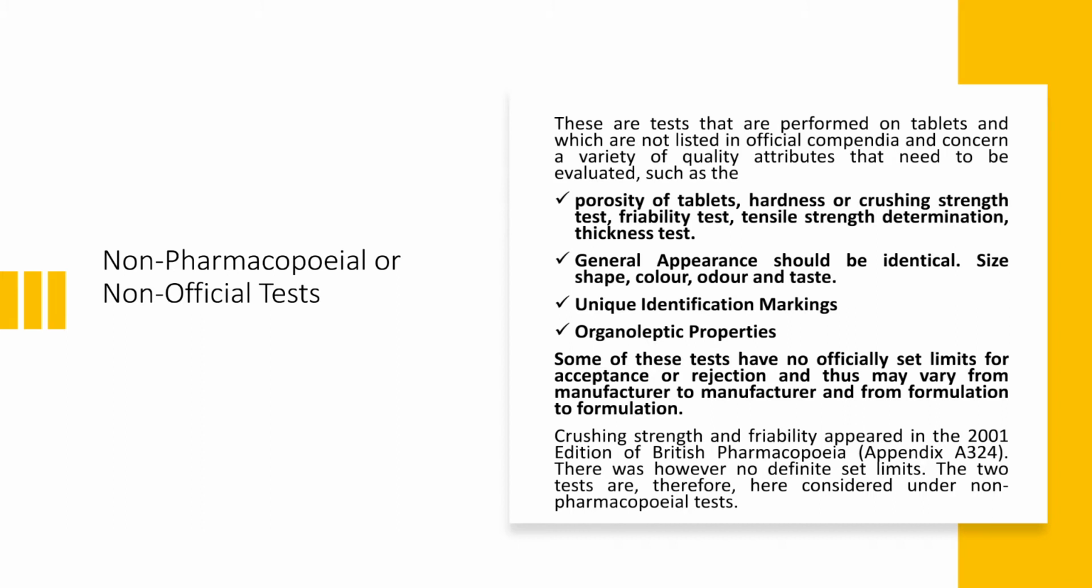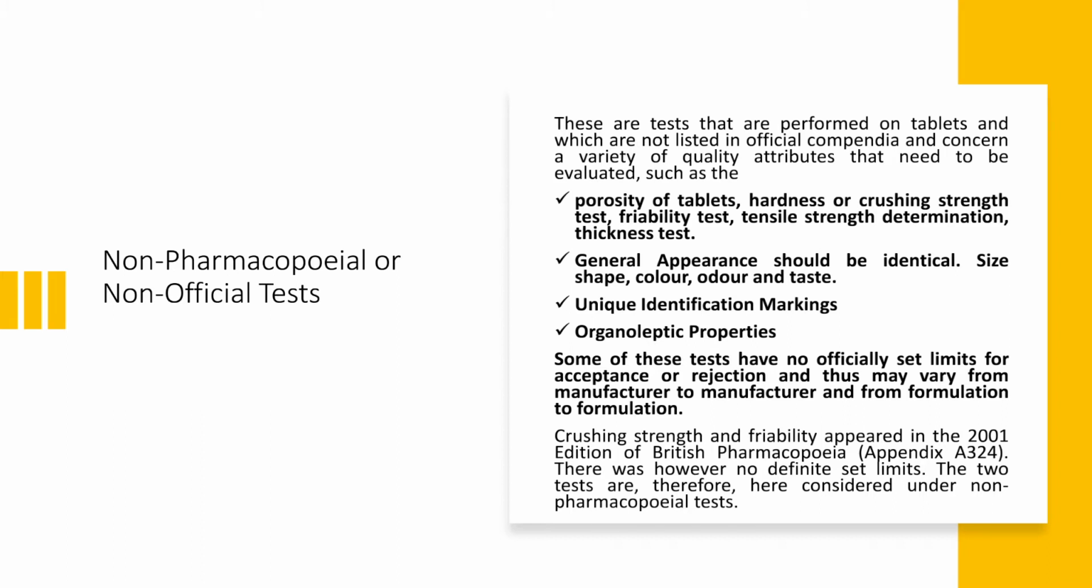Now these tests are performed on the tablets and are not listed in any official compendia, and they are of great concern because they are directly linked with the quality attributes. If we want to have a minimum batch to batch variation, we need to conduct these tests. So let us try to understand the non-official tests first in case of the tablets.